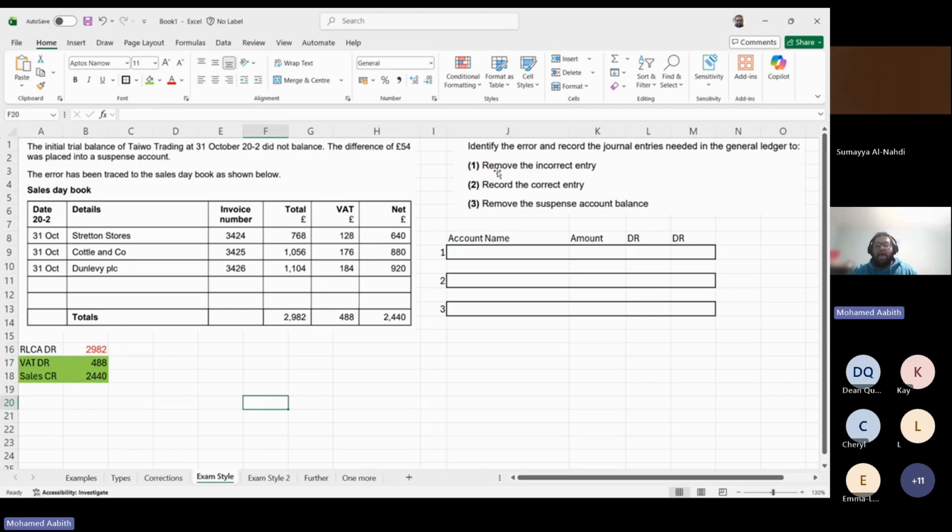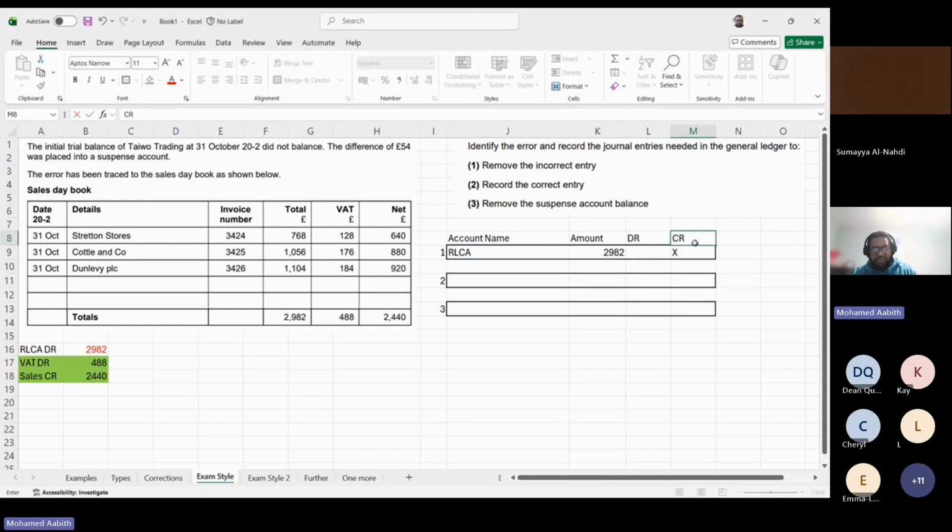They're asking here, remove the incorrect entry. So they remove the incorrect entry means this entry has to be reversed. It needs to be removed from the system. What we're going to do, we're going to say RLCA for the amount of 2982. And is that going to be a debit or a credit? I'm going to say it is a credit.